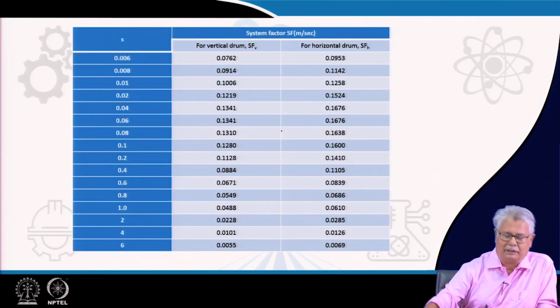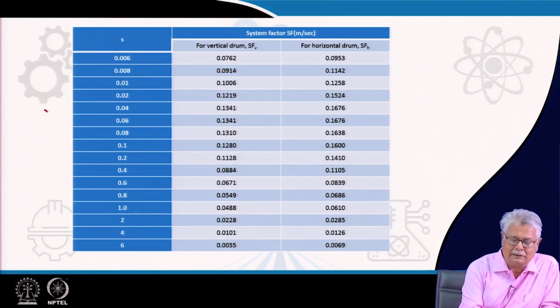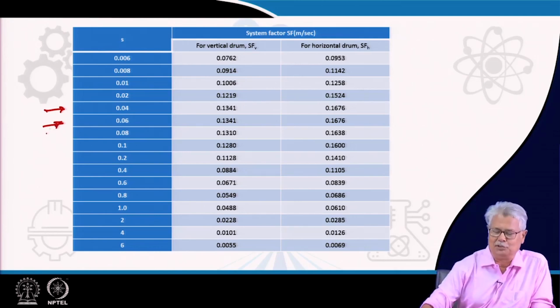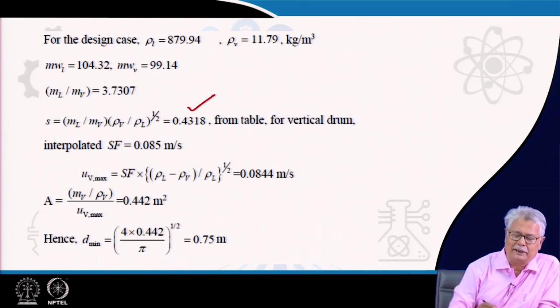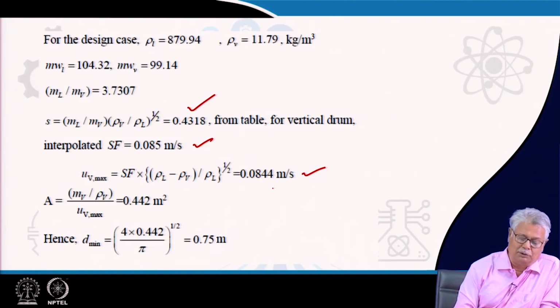So, this is the table. In fact, what we do is we look at this value, we look at this value, and we will find that our value of S lies in between these two, and we will be making a linear interpolation in this. So, what we do here is we simply evaluate, and we find my S value is 0.4318, the interpolated SF naturally from the table is 0.085, and there is a correction to UV based on this, which slightly reduces it to 0.0844.